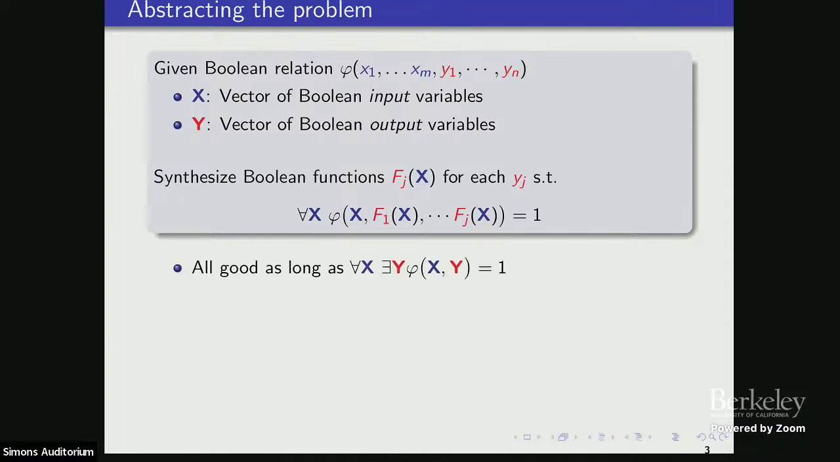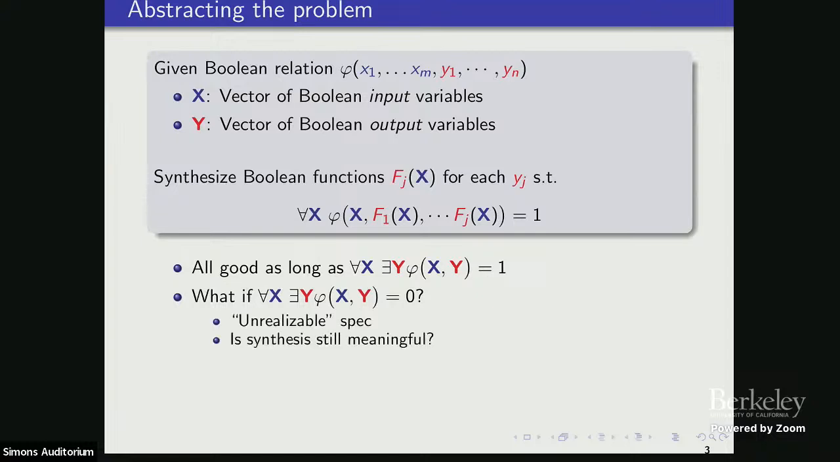And this is all good as long as we know that for every x, there is some value for y which will make phi true. Then one can indeed ask, give me at least one such set of y for every x. But what happens if there are some x's for which no y's are going to work to make the specification true? So it is not the case that for every x, there exists a y such that the specification evaluates to true. And such kinds of specifications are also called unrealizable. Raina mentioned this yesterday.